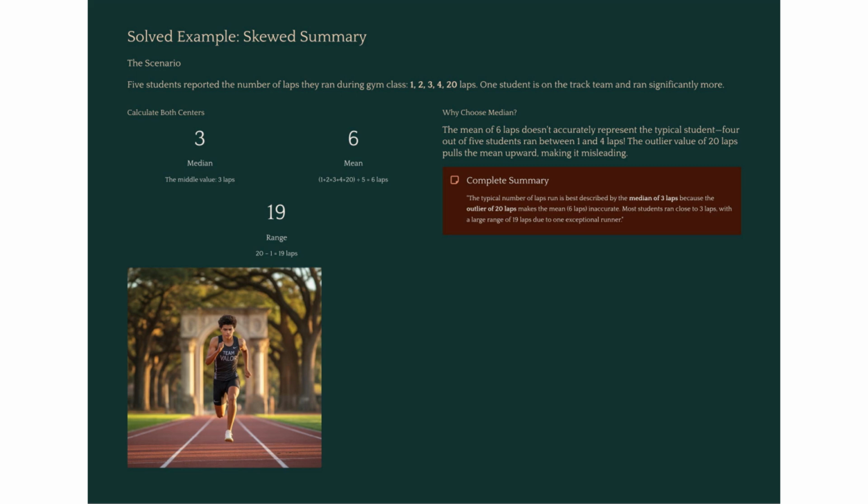1, 2, 3, 4, 20. The median is 3. The mean is 6. The range is 19. Your summary: The data is skewed right because of the outlier at 20. The typical number of laps run is best described by the median of 3 laps because the mean is heavily affected by the high score. The laps run showed a high range of 19, meaning there is high variability.